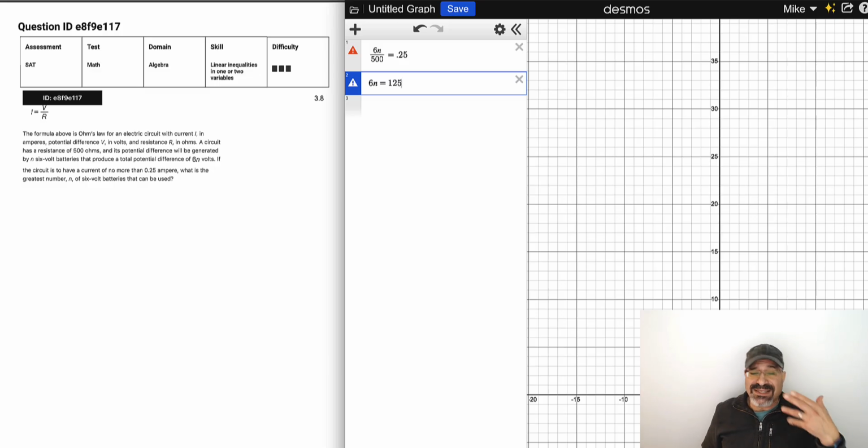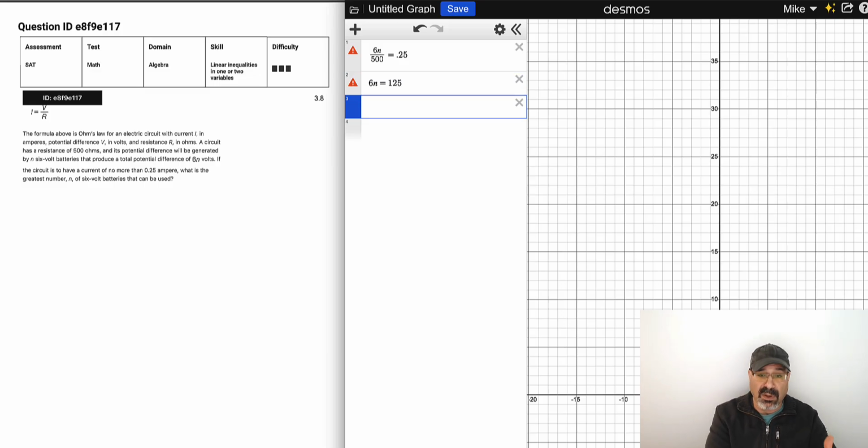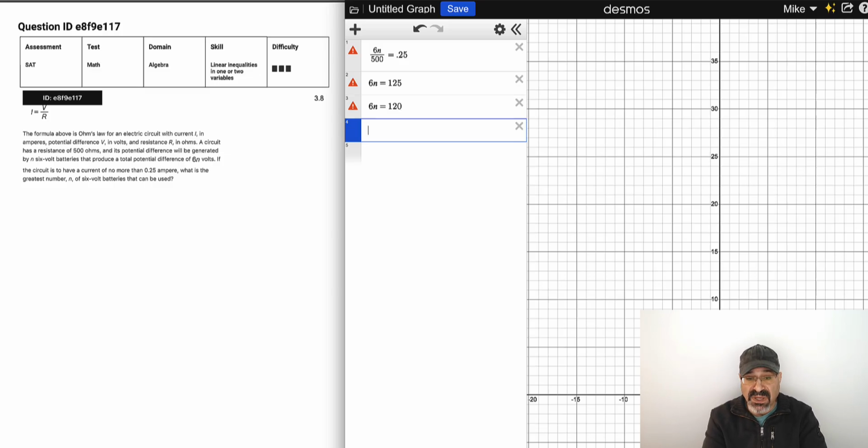Well, that's the maximum that it can be. And that, as we've seen, is going to give us a fractional number of batteries, and you can't have a fractional number of batteries. So the closest multiple of 6 that's less than 125 is 120. So if we say 6n equals 120, now you're going to get a whole number of batteries, and it means that n will be equal to 120 divided by 6, which is equal to 20.